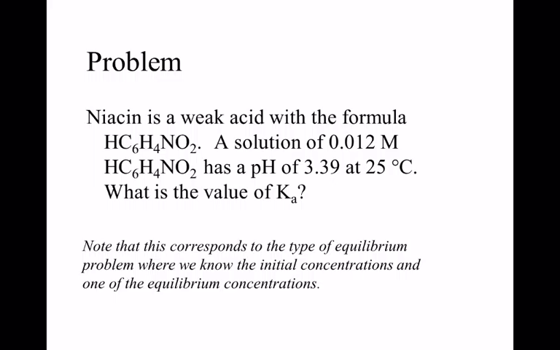Our columns correspond to these 3 things. So I'm going to make a column for HC6H4NO2 molar concentration, a column for H+, and a column for C6H4NO2 negative. Now, the way you read this is the initial concentration. That's like as you prepped it. Do you guys buy this? As you prepped it, you had 0.012 moles per liter of your weak acid.